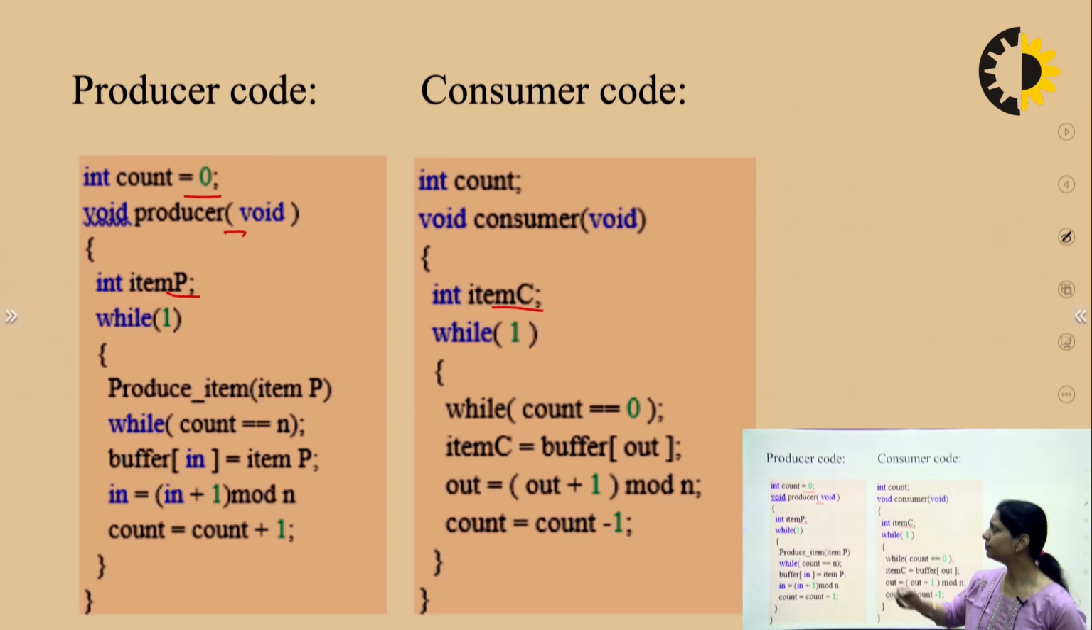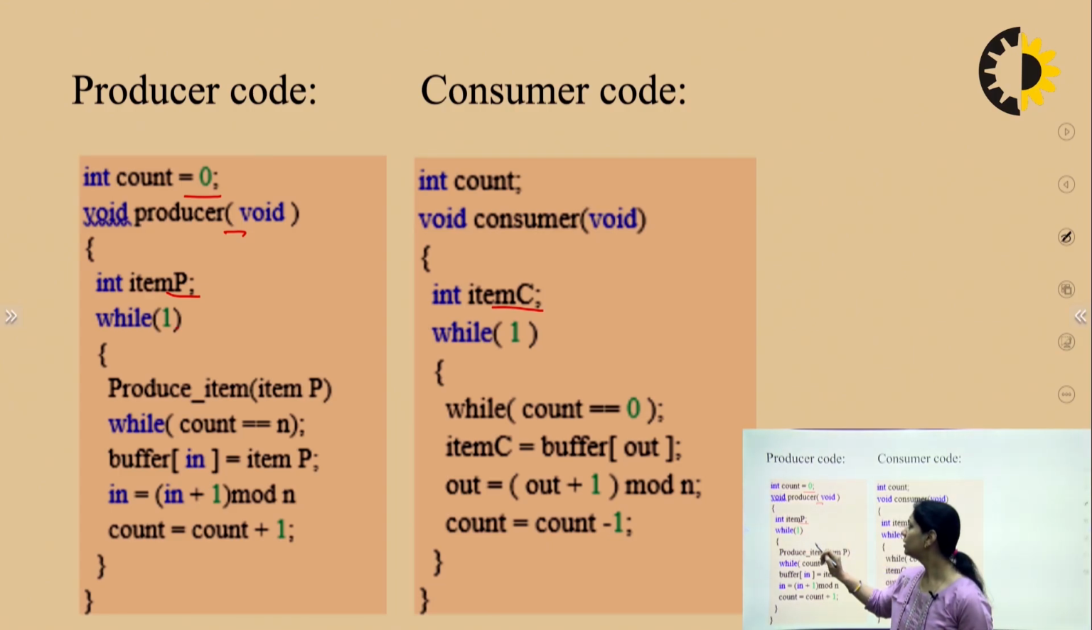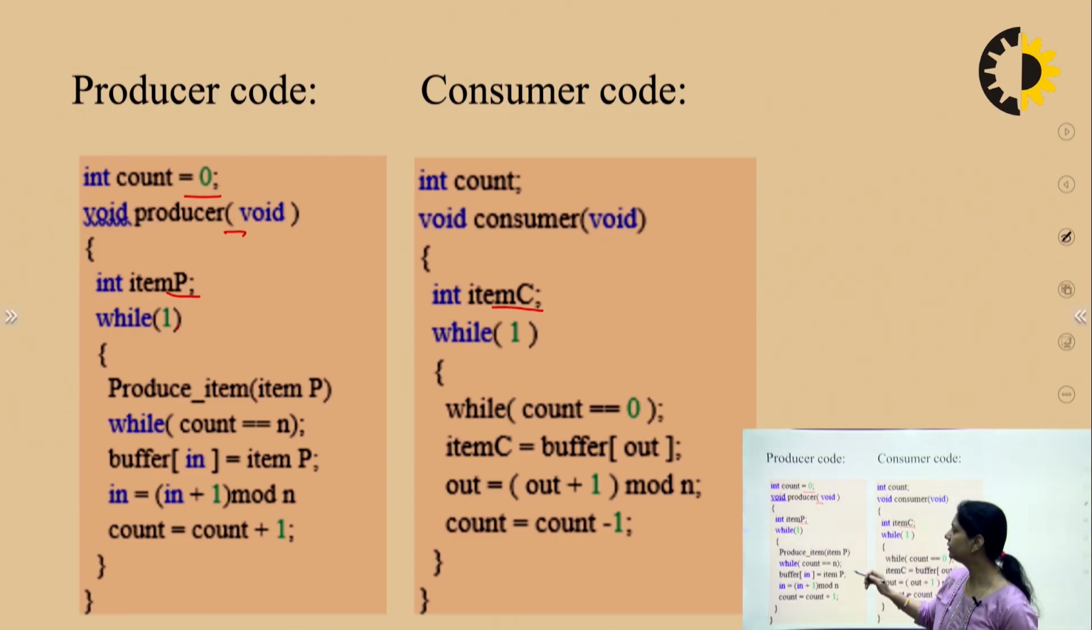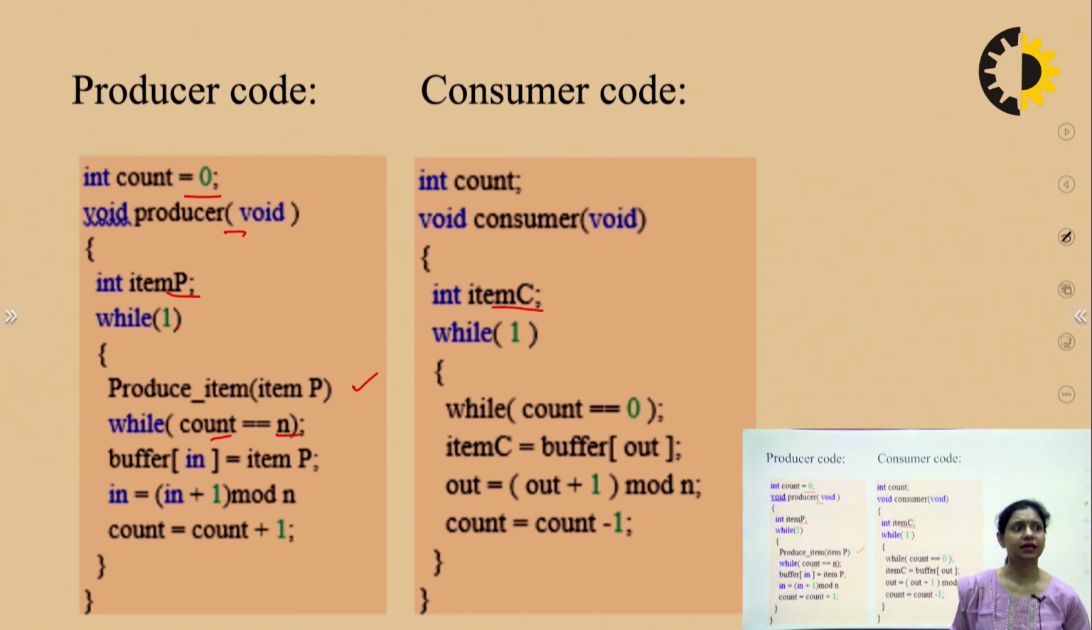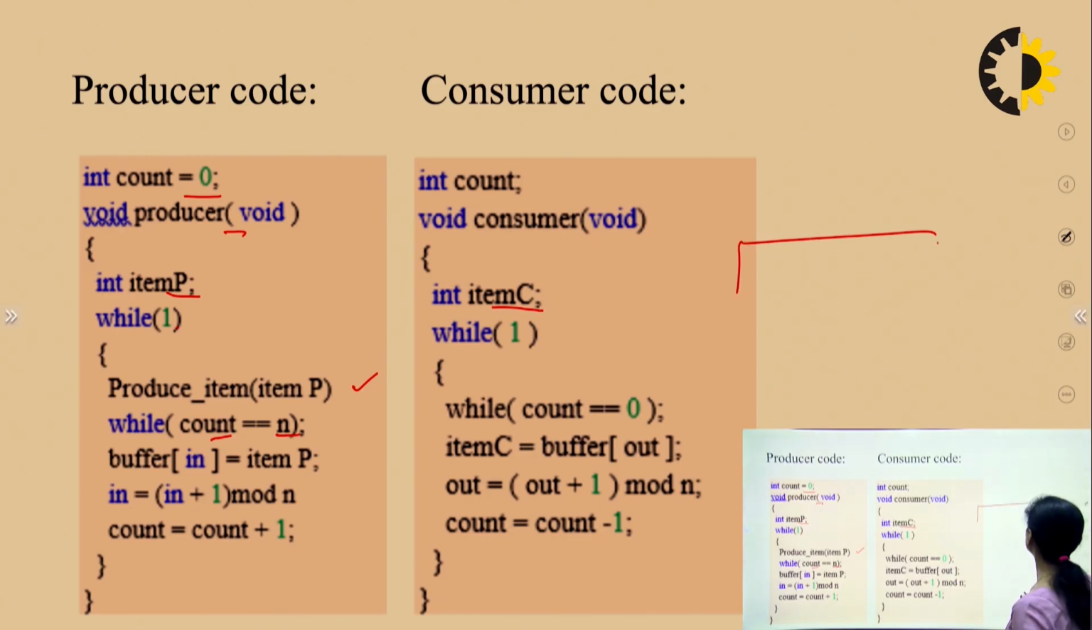So, the producer produces the item. It enters into an infinite loop. The producer produces an item. Once the producer produces an item, it will check whether the count is equal to the buffer size, that is n. If the count value is equal to the buffer size, in that case it cannot add the item into the buffer because the buffer is already full. This n is basically the buffer size.